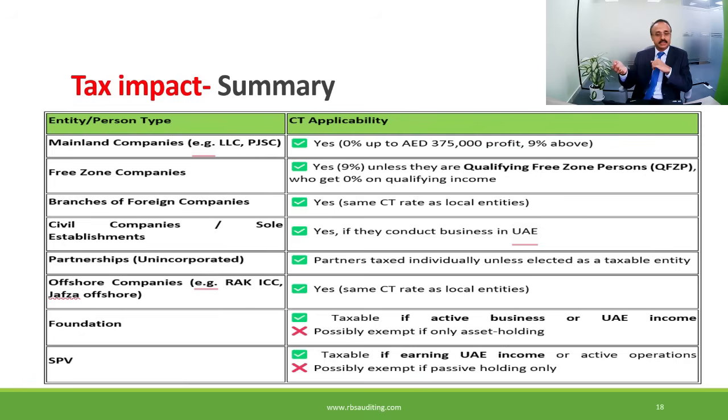If it is passive, then that income is exempt, but a return must be filed. Foundation: taxable if active business or UAE income, possibly exempt if only asset holding. Then SPV: taxable if earning UAE income or active operation, possibly exempt if passive holding only. So it all depends upon how they are conducting the business activity.